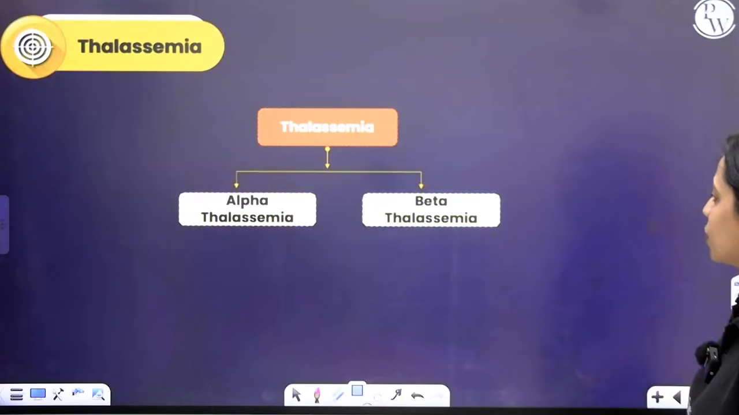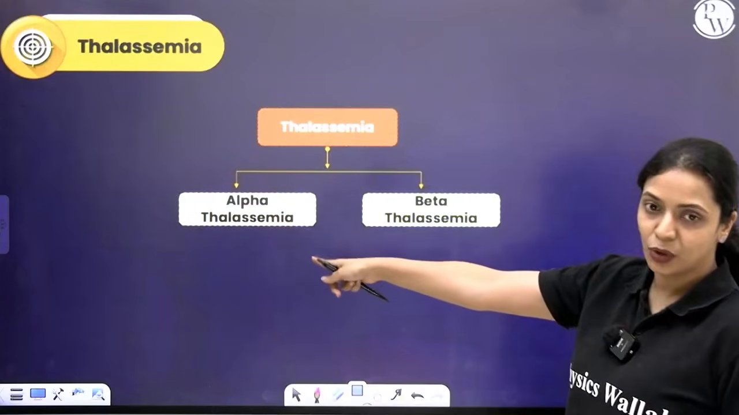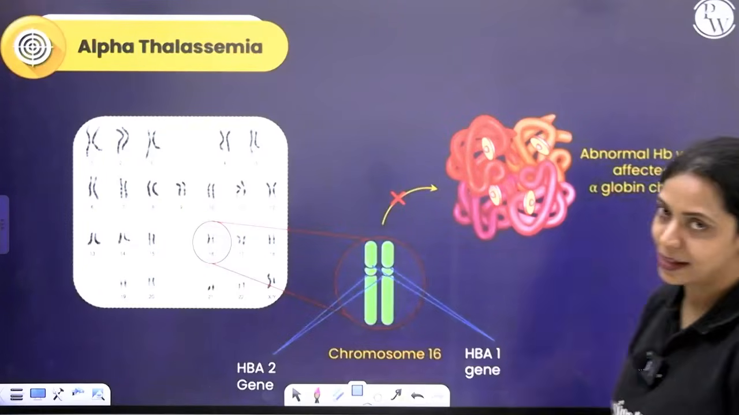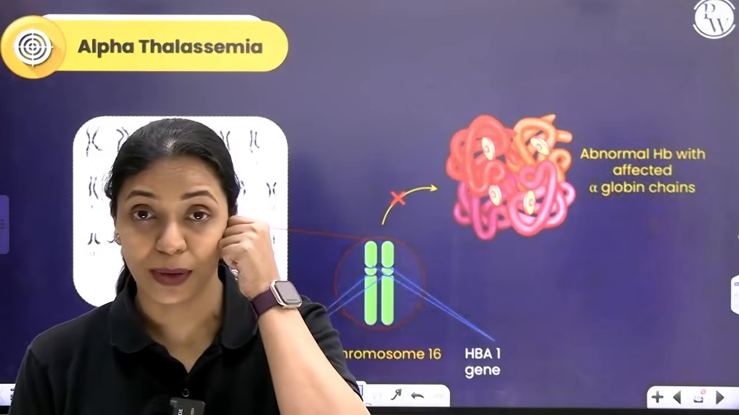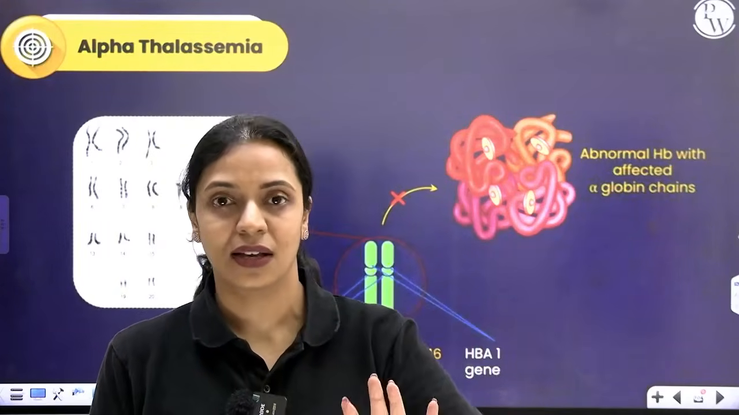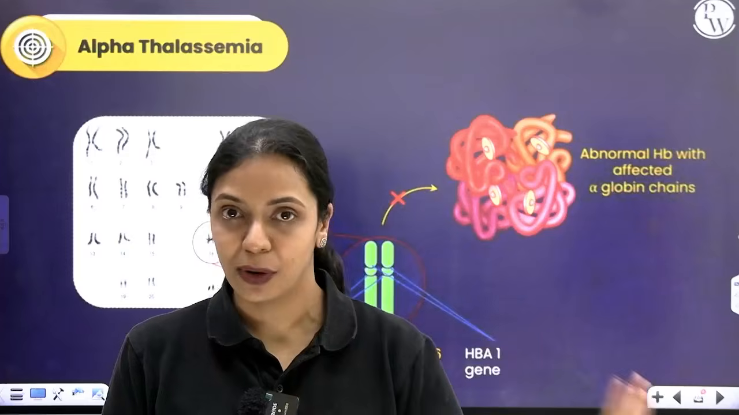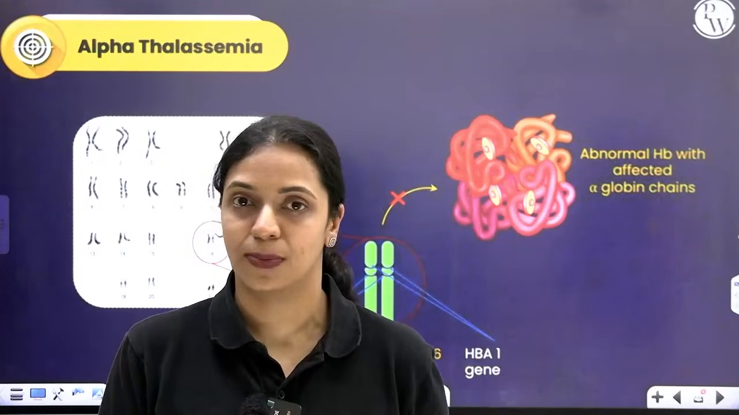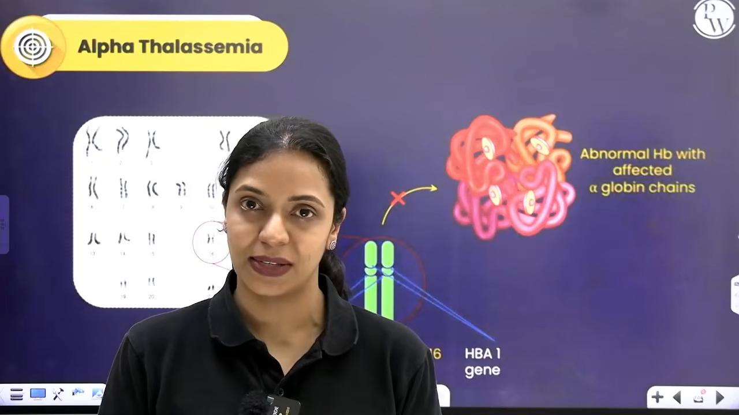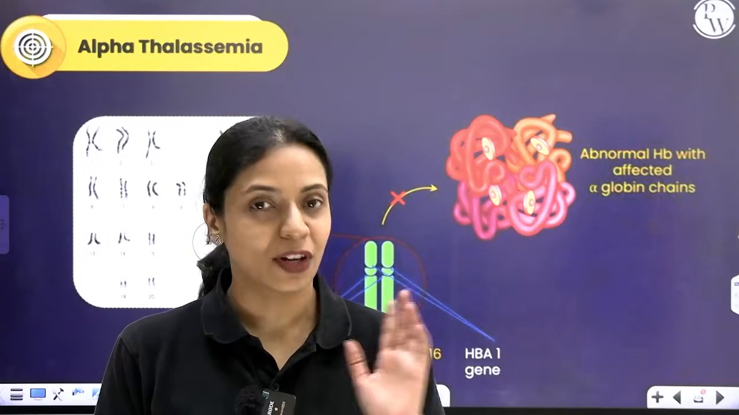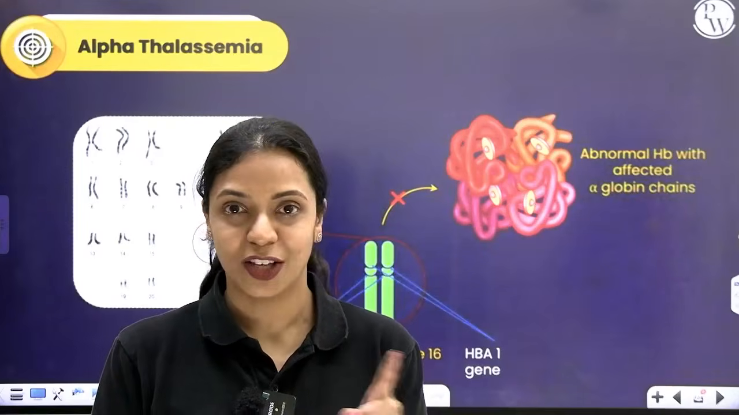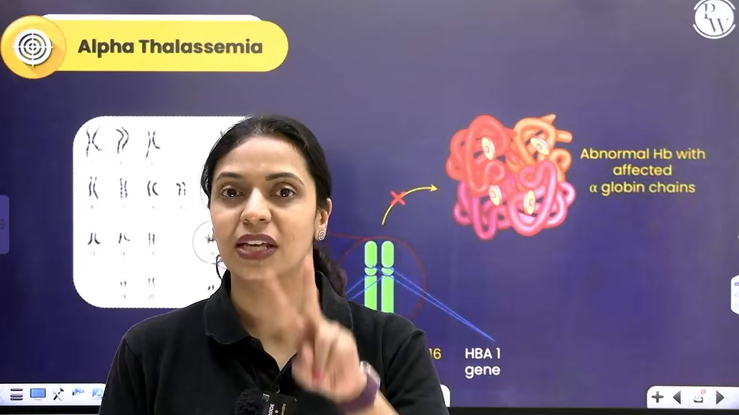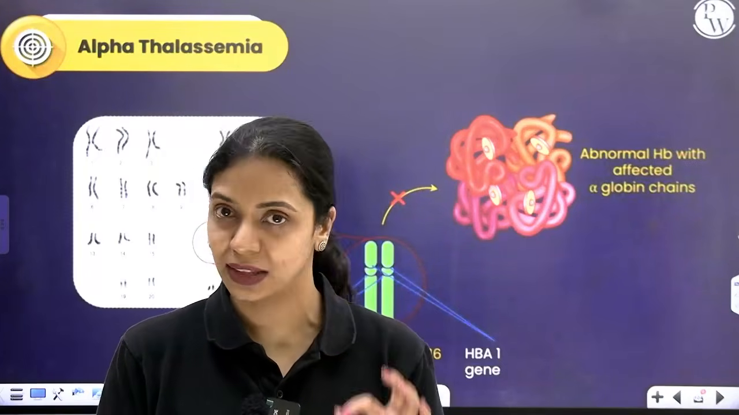Like I mentioned, if alpha chain is affected, you call it alpha thalassemia. If beta chain is affected, you call it beta thalassemia. Alpha thalassemia, why is it caused? Because there could be a mutation or deletion in the genes that are responsible for the formation of alpha polypeptide or the alpha globin chain in hemoglobin. How many genes are present? 2 genes are present. Where are they present? On chromosome number 16. What is the name of those genes? We are talking about alpha hemoglobin, HBA1, HBA2. Both of these genes are present on the 16th chromosome.